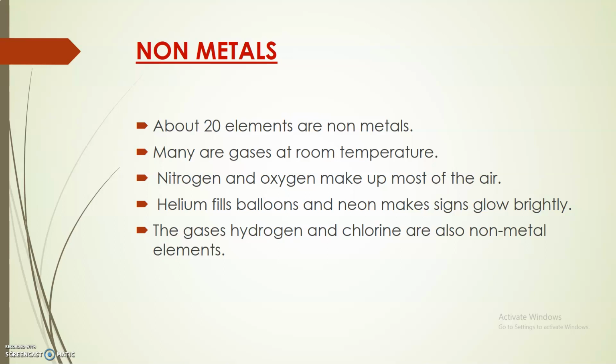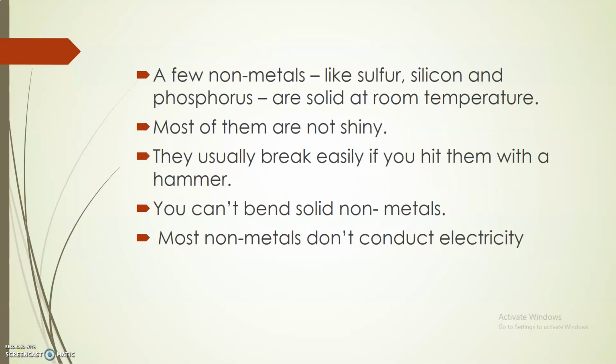Aluminium, gold, silver, copper, iron, etc. So here are some examples of non-metals: helium, hydrogen, nitrogen, chlorine, oxygen, carbon, etc. Now we'll discuss some properties of non-metals, as we have discussed the properties of metals.